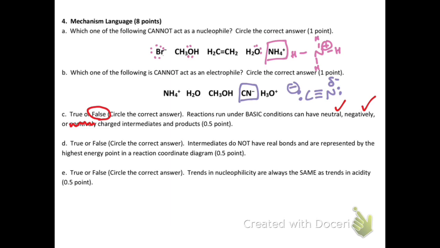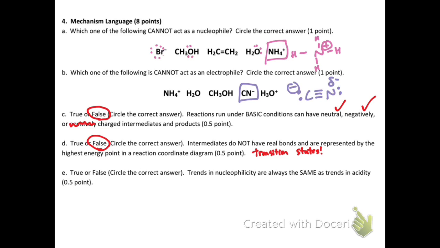So this one is, wait for it, also false. Intermediates do have real bonds. This is actually describing transition states. Transition states are not isolatable molecules. They only exist for a split second before they either move forward or move backwards and become an intermediate or a reactant or a product. So transition states or activated complexes are what this is actually describing.